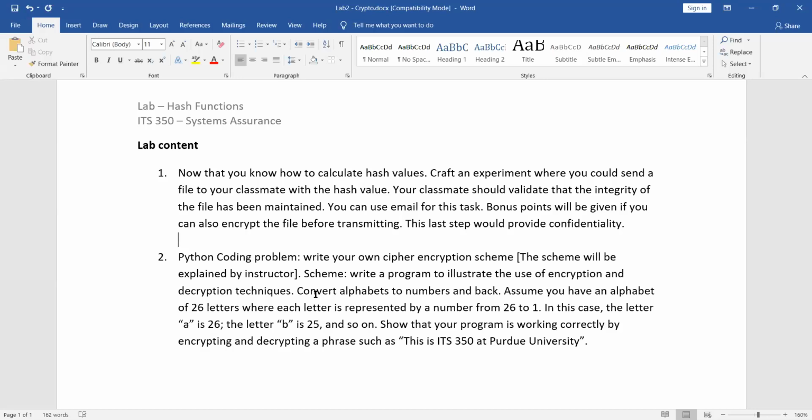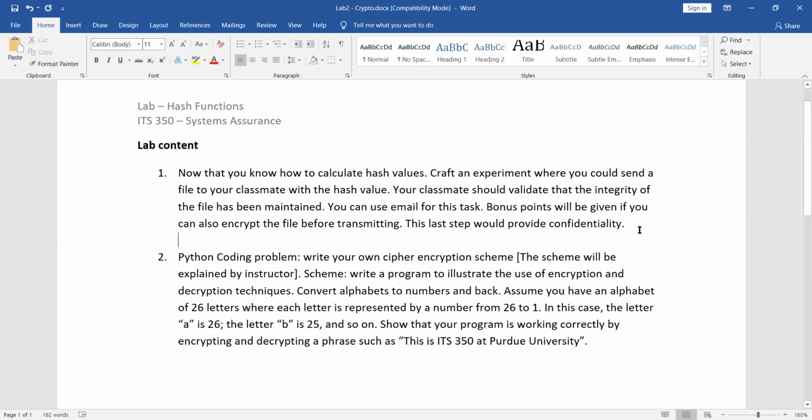So I want you to craft an experiment. We're going to do several labs like this. Craft an experiment where you send a file to your classmate with the hash value. Your classmate should validate that the integrity of the file has been maintained. You can use email for this task. Bonus points will be given if you also encrypt the file before transmitting. This last step would provide confidentiality.